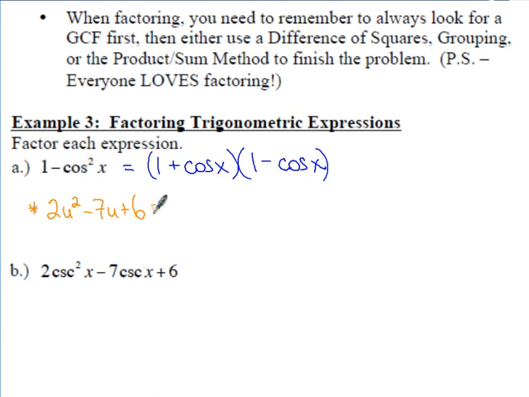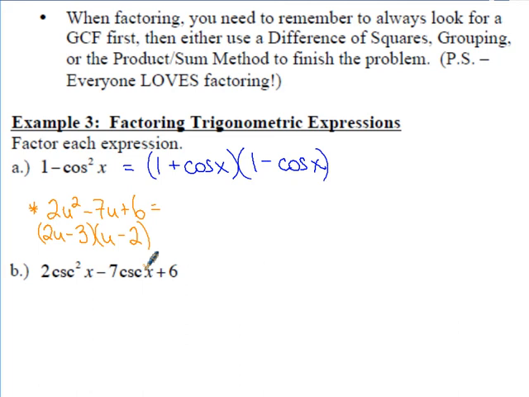So this will be a 2u, this will be a u. Now these two need to be factors of 6 that add up to -7. If you put a -6 and a -1, those terms won't work. If you make this a -3 and a -2, this works out, because you get a -3u and a -4u, which add up to -7u in the middle. If you don't want to guess and check, you can do it the long way.